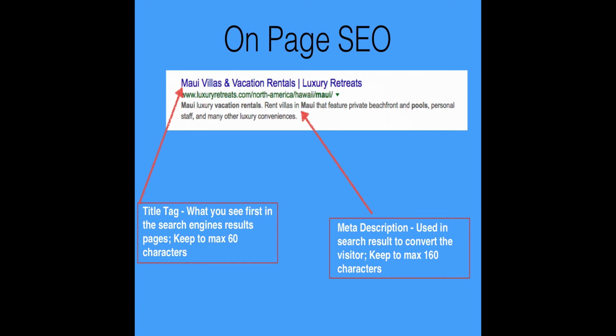In this example, the brand name is at the end of the title tag, while the targeted keyword, Maui villas and vacation rentals, is right up front. That's important. It also adheres to industry standards and doesn't go too long.